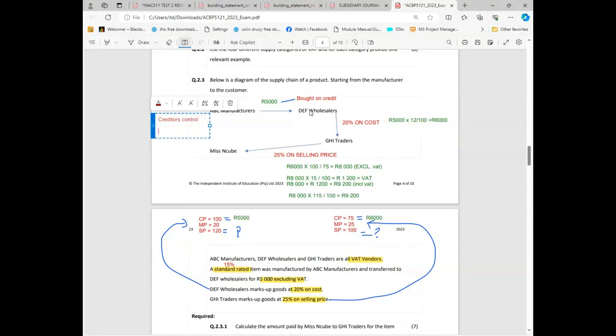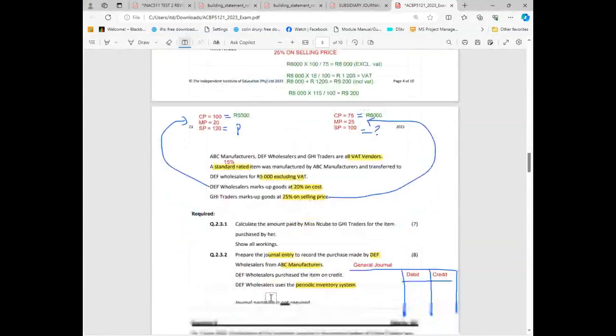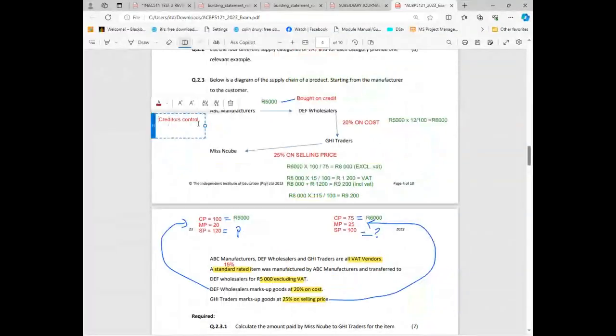Here they say we must record under DEF. So DEF bought from ABC. Unless they said record in the books of ABC. If they said you are recording under ABC, then ABC is the one that is selling to DEF, and then you were supposed to say debtors. But here they did say DEF bought, we are focusing on DEF. So that's why I put creditors. And then what is the other account? What did DEF buy? Trading inventory.